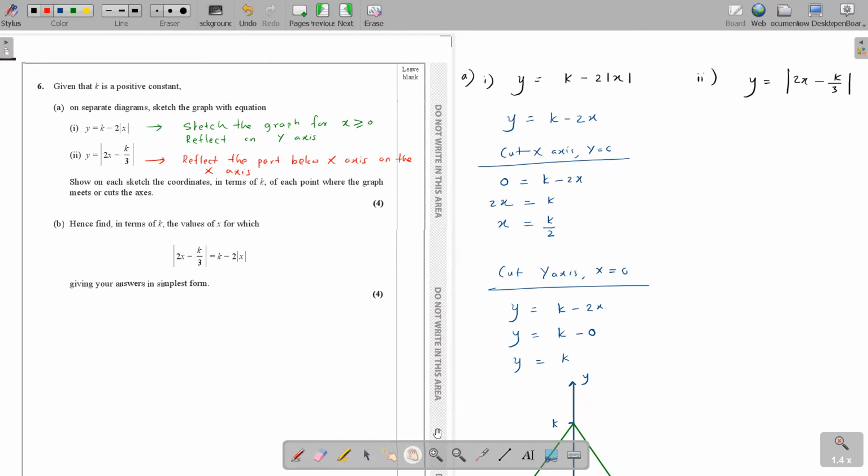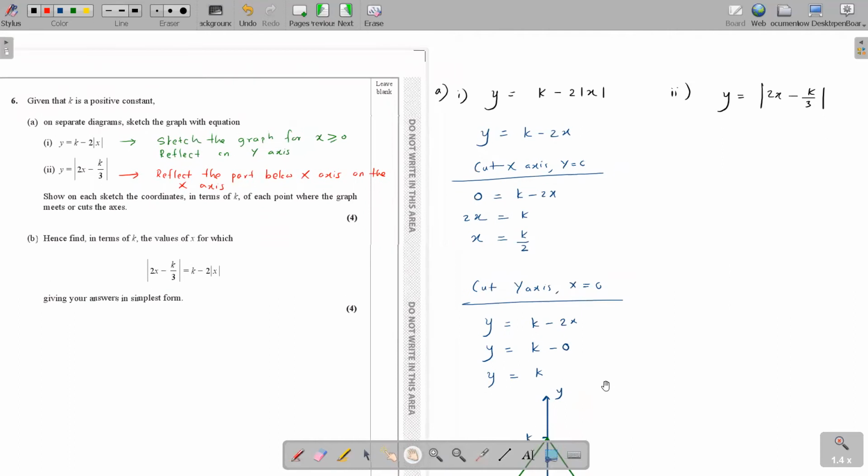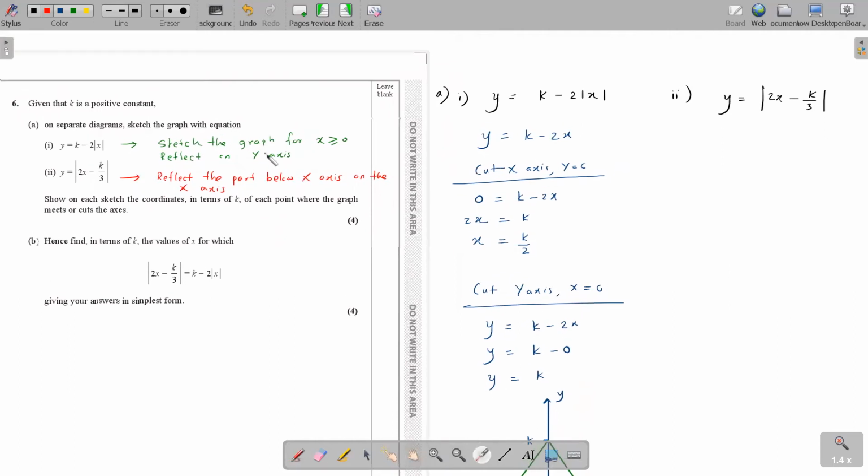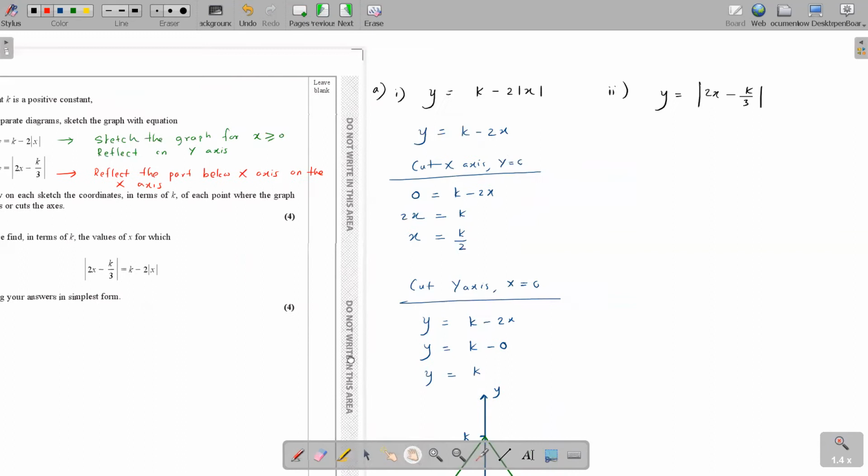Okay, so let me show you what I mean here. In Roman number 2, you don't have any restriction about the x values, about where you should draw. You should draw the full graph, regardless of whether it's positive x or negative x. Draw the full graph and we will erase the part that is below the x-axis and simply reflect it up, that's all. So let me draw y equals (2x minus k) over 3.